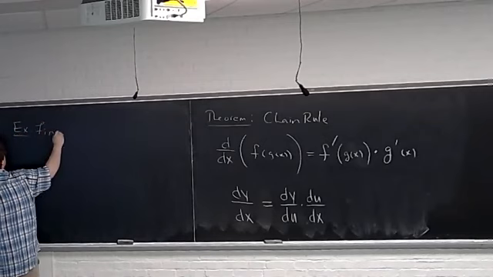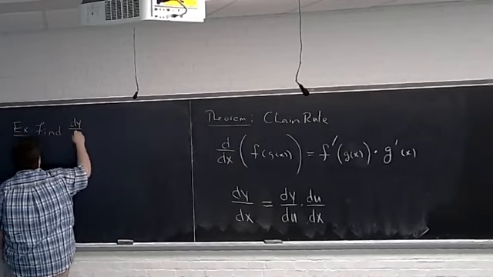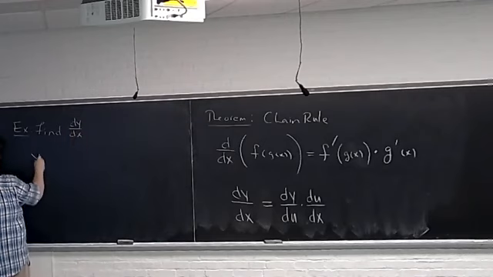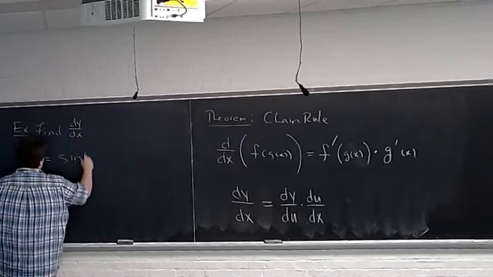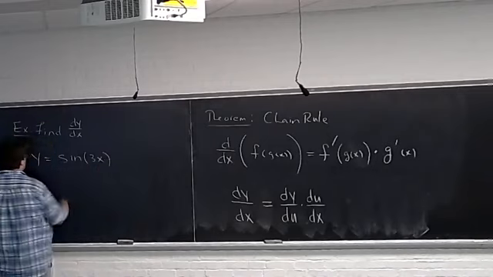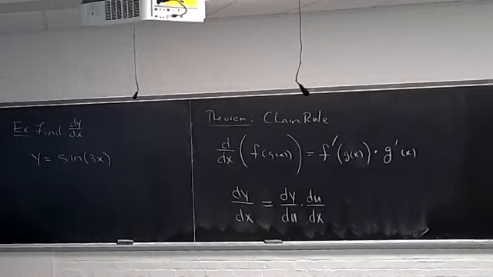Find dy dx. y equals sine of 3x. So you can translate this into the first notation if you want. The first notation is useful for theoretically examining the chain rule. I can't imagine anybody actually finding it useful for directly notating the chain rule.